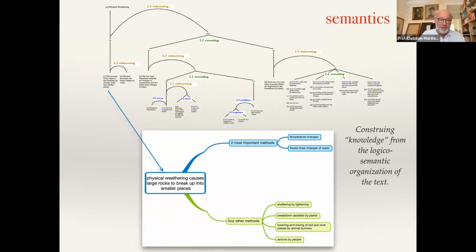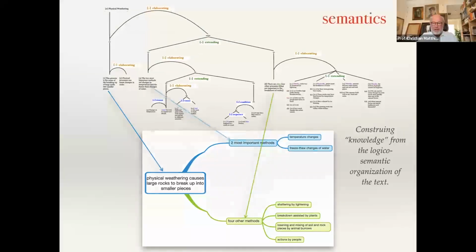So you learn from the organization of the text that the central node in building up knowledge about it is physical weathering causes large rocks to break up into smaller pieces. And then you have the sorting of the methods or factors explaining this into the two most important ones and four other ones. So you can re-represent this in the mind map. And that can be a very useful way for students to engage with the text and learn by visualizing the knowledge organization of the text in addition to the organization of the text itself. So construing knowledge from the logical semantic organization of the text.